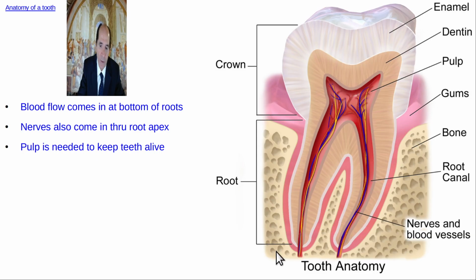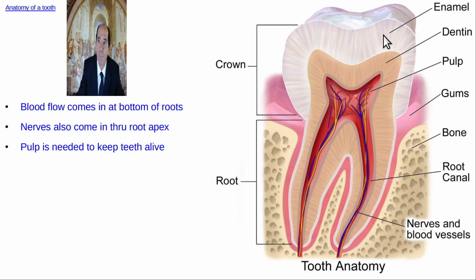And the most important thing in this picture is to see that the blood vessel comes in through the bottom of the tooth. You need to know that. The blood vessel comes in through the bottom of the tooth, and that gives life to the tooth. It needs that blood supply to stay alive. The next thing is the nerve comes in through the bottom of the tooth.